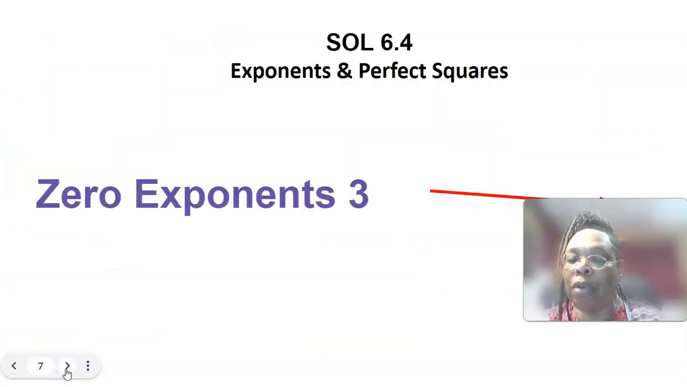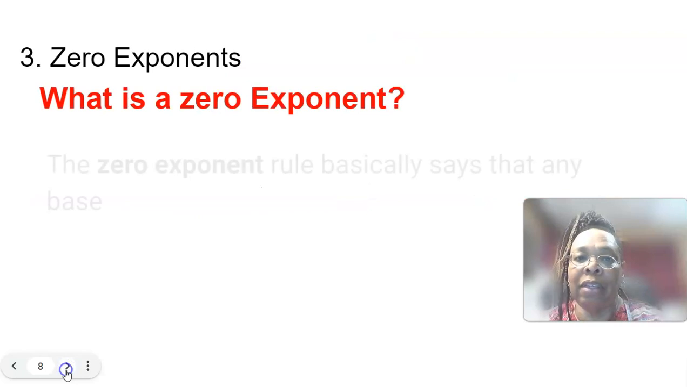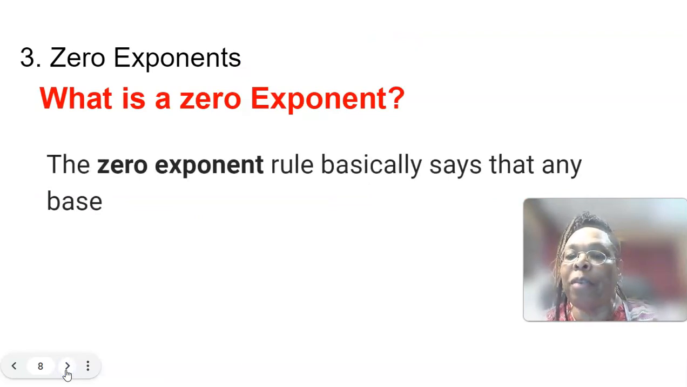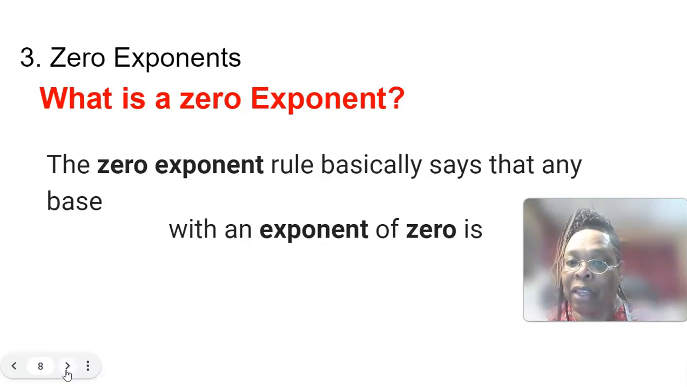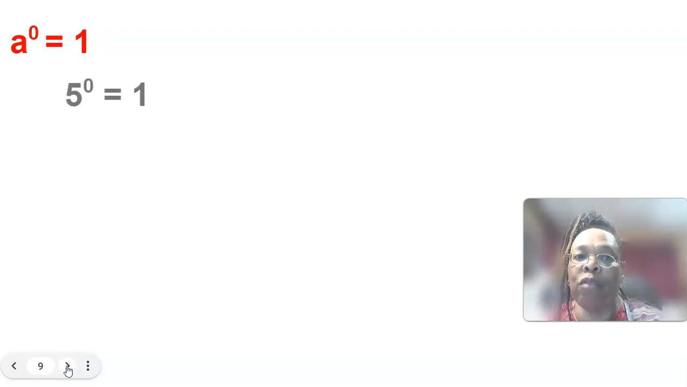Let's talk now about zero exponents. When we're talking about zero exponents, the zero exponent rule basically says that any base with an exponent of 0 is always equal to 1. Any base. So a to the 0 power is 1. That means any number to the 0 power is 1.